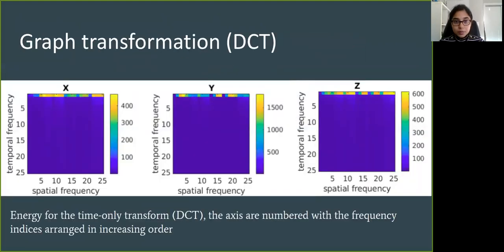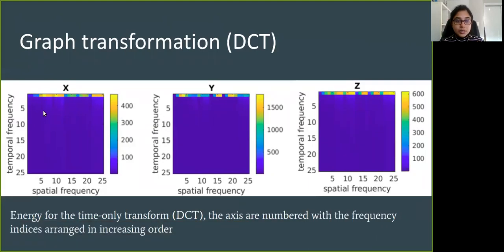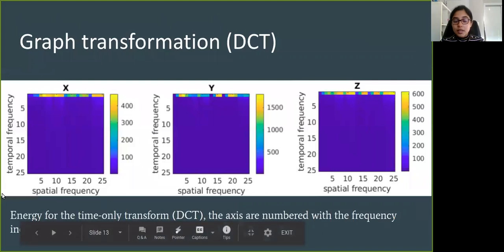So this is the temporal graph Fourier transform. If we do not apply the spatial graph Fourier transform and only apply the temporal graph Fourier transform, this is the energy in the transform domain. As you can see, all the energy is concentrated in the smallest temporal frequency, and the x-axis represents the joints.